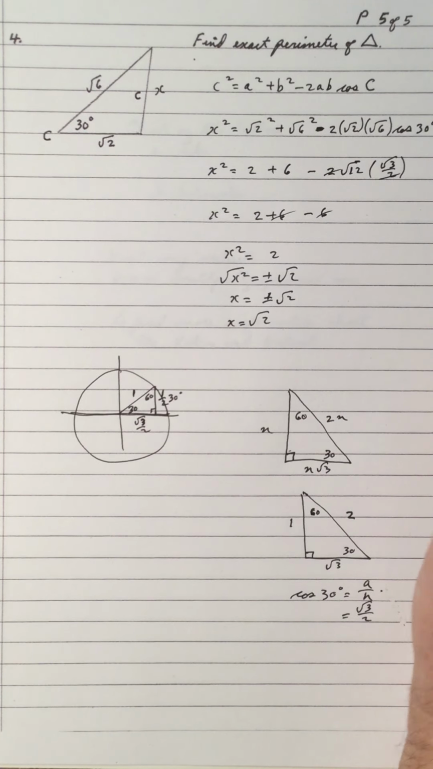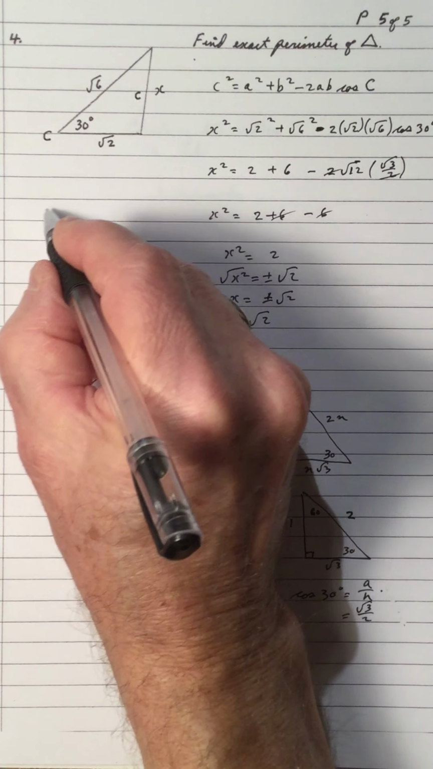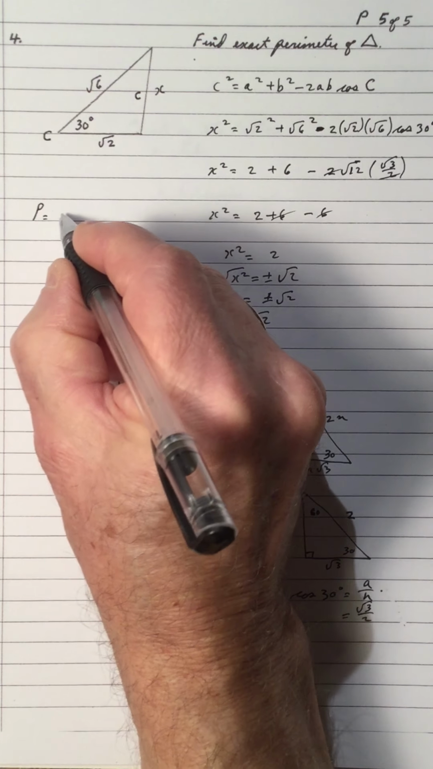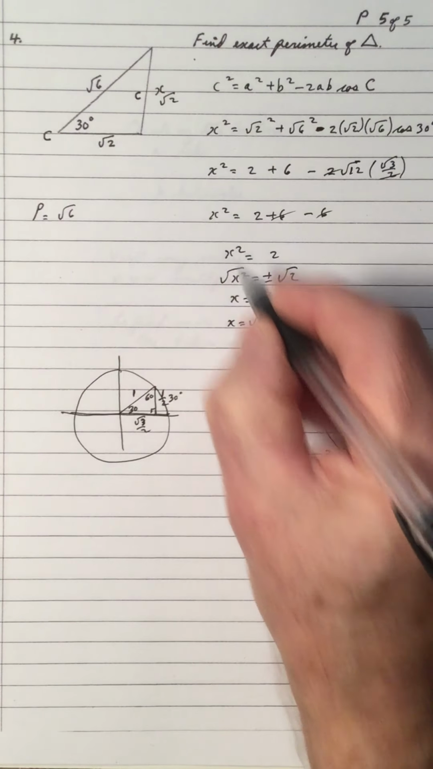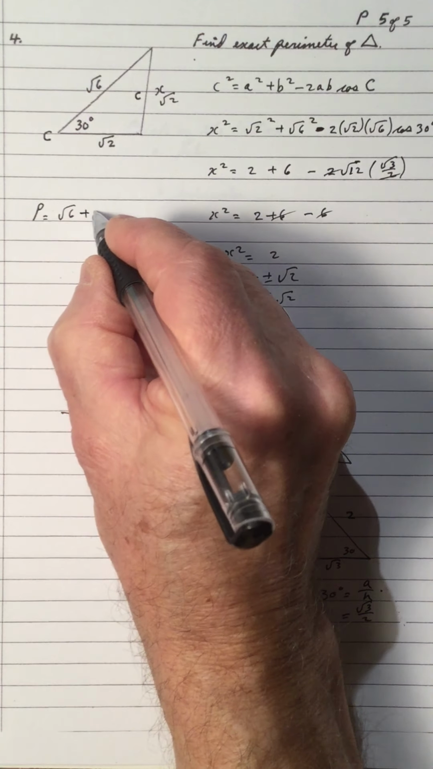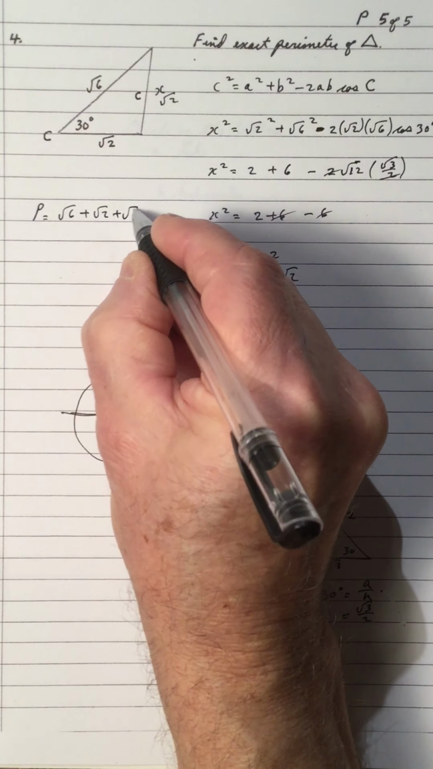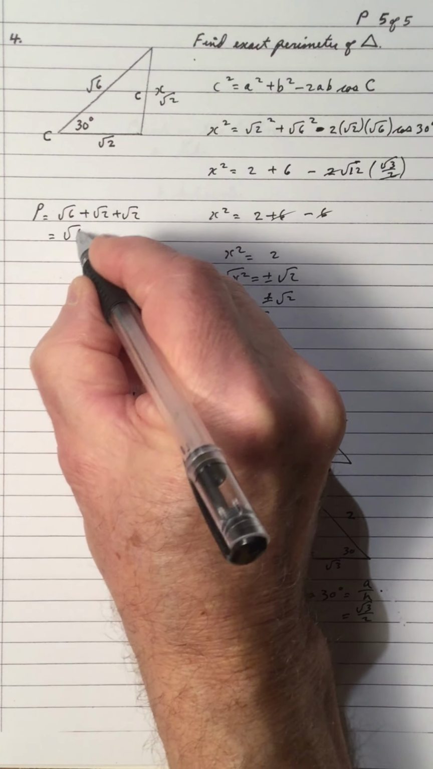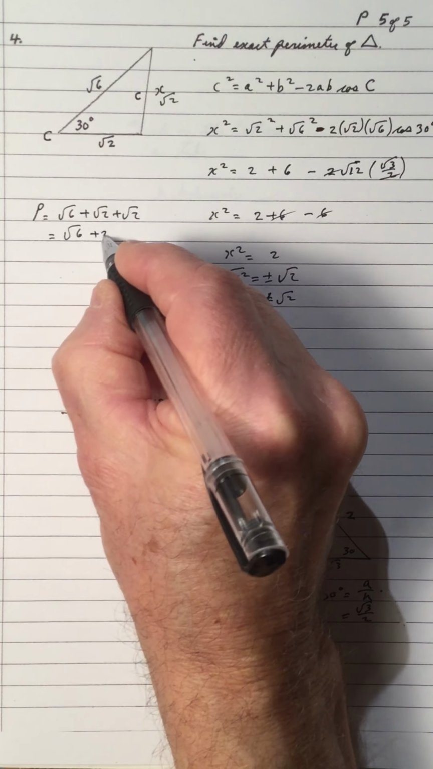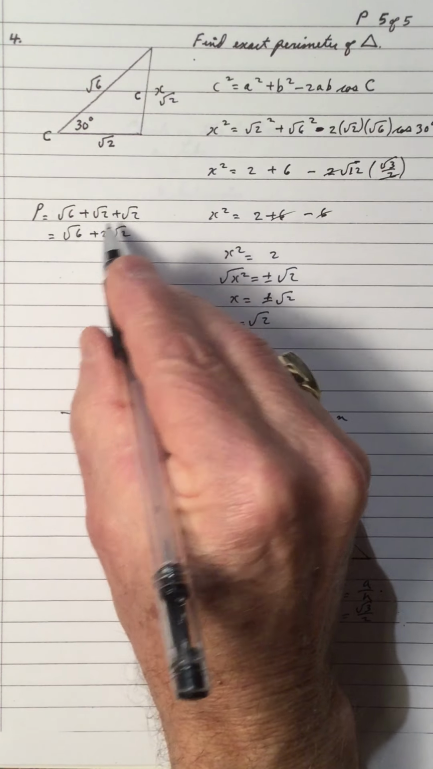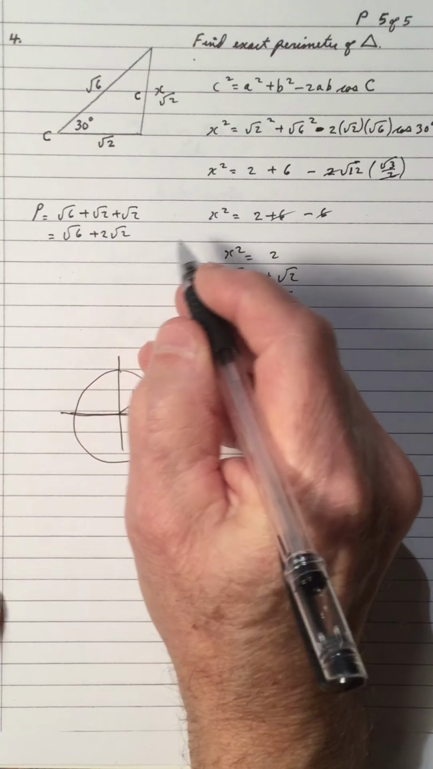So the perimeter is the sum of the sides. So it's a root 6. So this is a root 2. Put that in there. X is root 2. So you've got root 6 plus root 2 plus root 2. The like terms are root 2 and root 2. So 1 plus 1 is 2, so that's a 2 root 2. So the exact perimeter is root 6 plus 2 root 2.